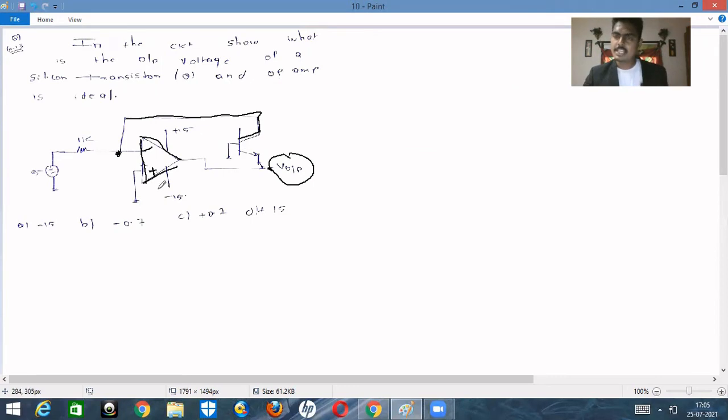And the operational amplifier is ideal, given. So since the operational amplifier is ideal, automatically the open loop gain A_OL will be equal to infinite. And since it is connected in negative feedback, we can apply the virtual ground concept. Since the gain is infinite and it is connected in negative feedback, we can easily apply the virtual ground concept. So there is no problem.